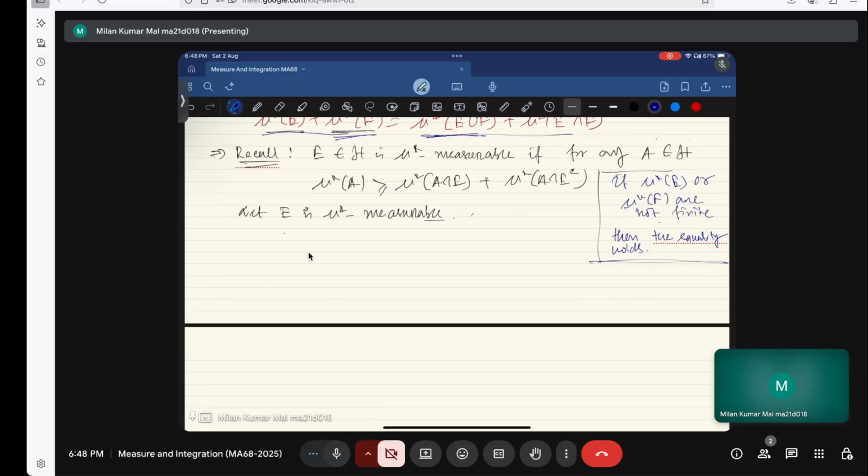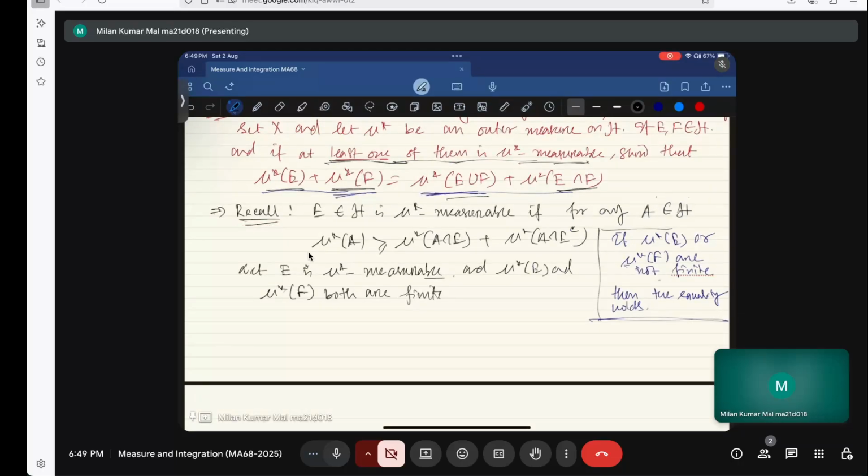But let's assume that E is measurable. That means mu star E and mu star F both are finite, because if one of them is infinite, then we have proved that case. And if mu star E and mu star F both are finite, then the measure of the intersection, mu star of E intersection F, will again be finite, and mu star of E union F will again be finite because of the subadditivity property. So we'll consider these two to be finite, and we are assuming that E is measurable.